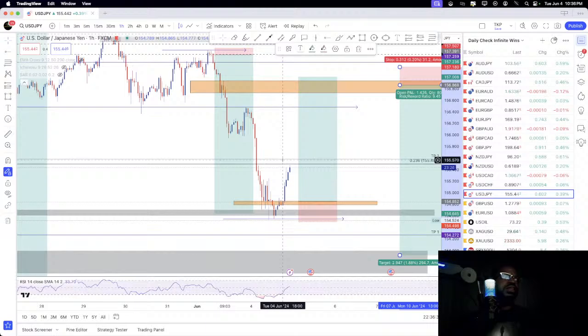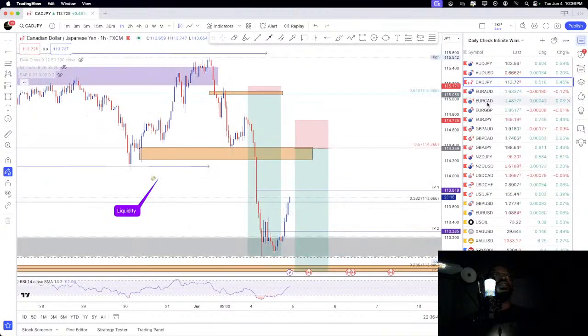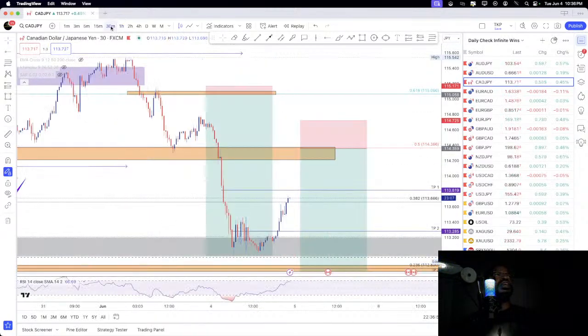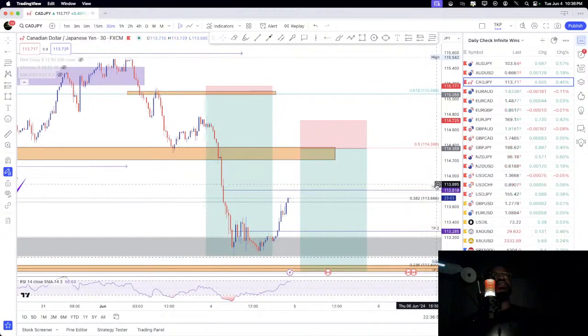So I'll set this. We're going to set this buy and the sell. Let's get bold right quick. We're going to do the same thing on CAD. Now, it really depends on which one gets hit first. So let's set an alert, actually, on USD JPY and CAD JPY.